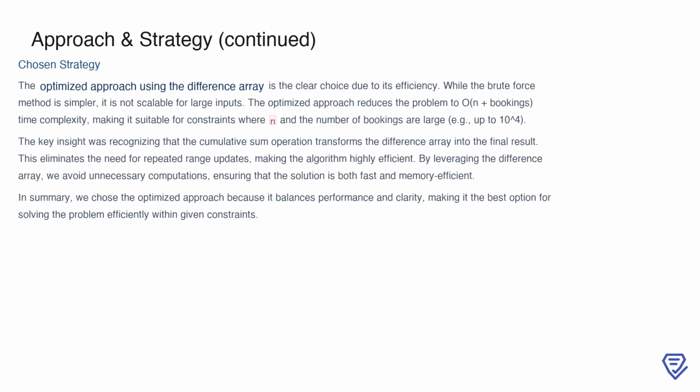The key insight here is that the cumulative sum of the difference array allows us to transform the incremental changes into the final seat counts, eliminating the need for repetitive range updates. This makes the algorithm both fast and memory efficient. By leveraging the difference array, we significantly reduce unnecessary computations, enabling the solution to scale well with larger inputs. In conclusion, the optimized approach strikes the right balance between performance and clarity, making it the ideal strategy for solving this problem effectively within the given constraints.